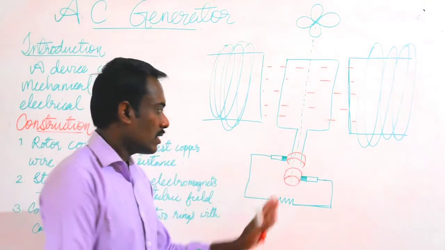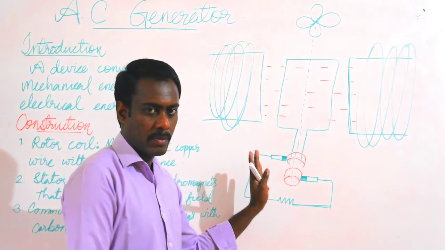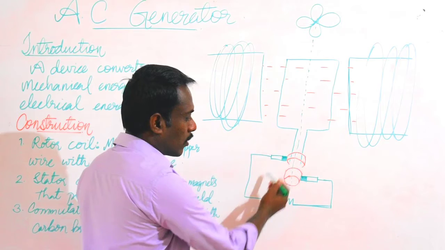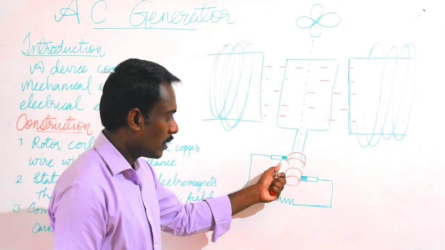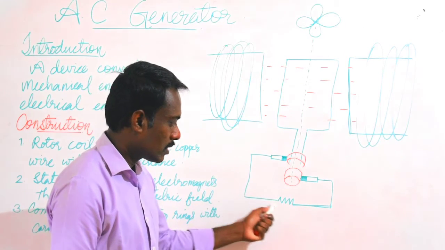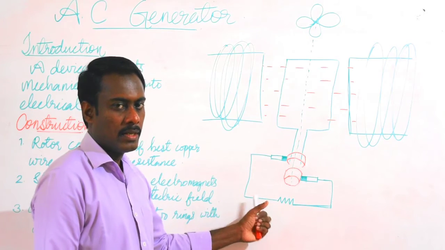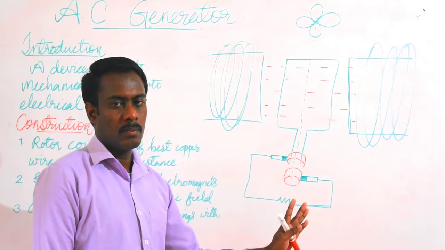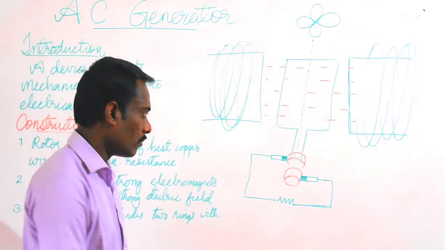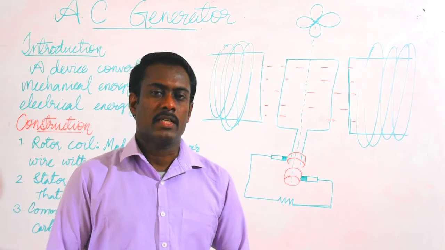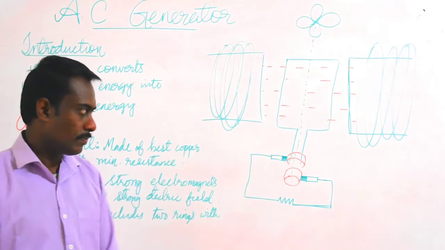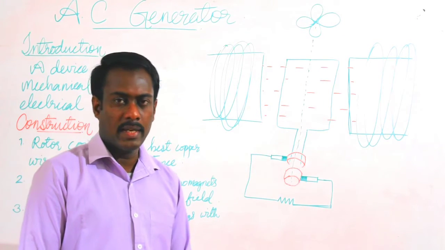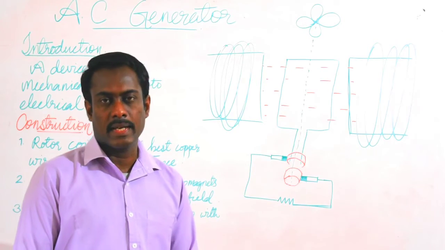When the carbon brush and ring system is there, there is no strangling of wire. Easily we can take out the potential from the ends of this system. Two wires can be taken out, used to take the potential to our home. That is the construction part of the AC generator. How does it work? In the previous class, class 10, you have already learned the working of an AC generator or a dynamo.